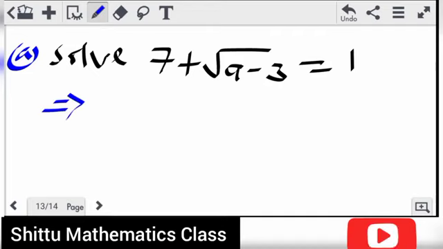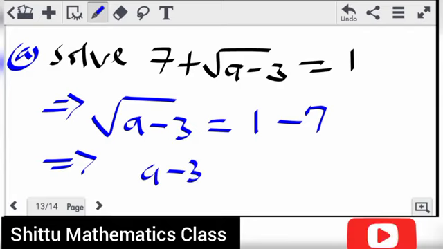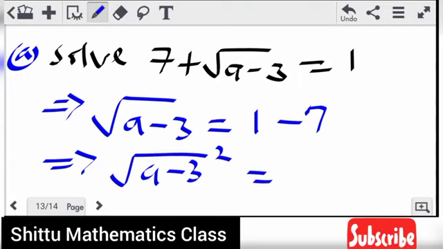If we want to isolate the radical here, we are going to send the 7 towards the other side. So we are going to have a minus 3 equals 1 minus 7. From there, what's the next thing to do? We want to cancel this radical, and the only thing we can do is take the square of both sides. Taking the square of both sides, this equals minus 6 raised to power 2.